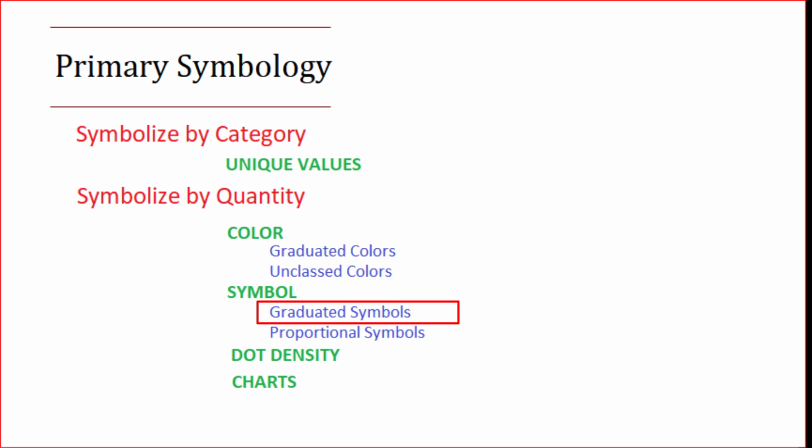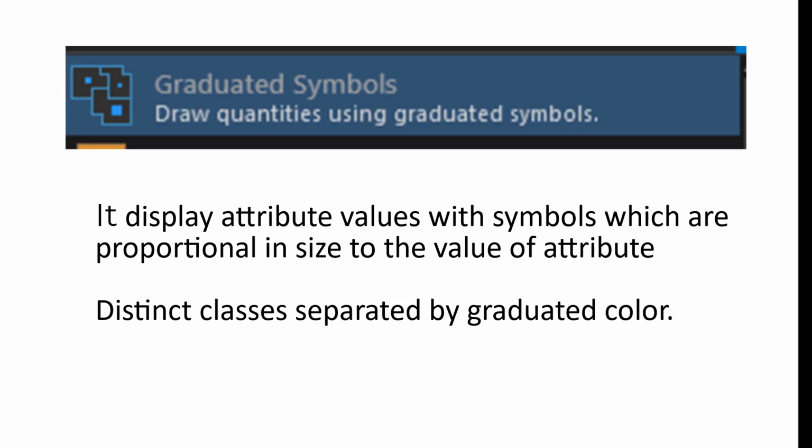As the name itself implies, graduated symbols display attribute values with symbols. These values are proportional in size to the value of the feature, but with distinct classes, and it is separated by color.